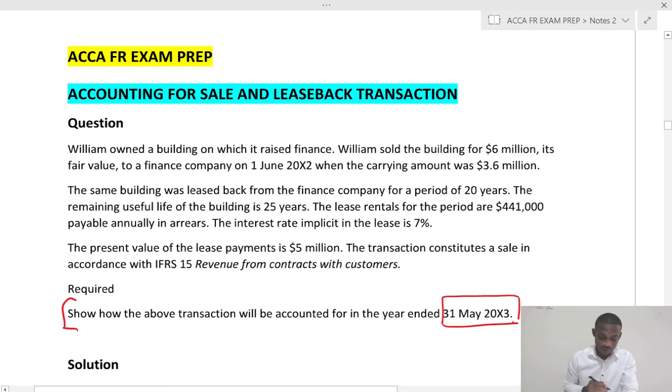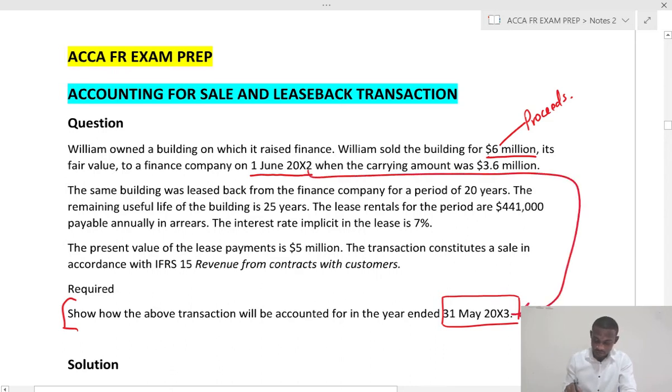Now, the details of the question. William owned a building on which it raised finance. William sold the building for $6 million. And anytime you are accounting for sale and leaseback, we need to identify the sale proceeds. This is the fair value to a finance company on 1st June 20x2. Like we have always done, you need to reconcile these to the year end, to know from the date of the sale to the year end whether it is 12 months. And this is 12 months.